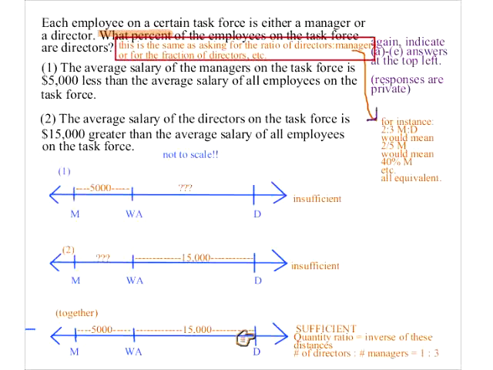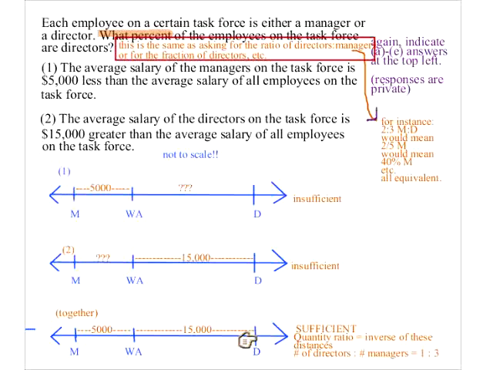If you had way more managers than directors, like if you had 100 managers and only 1 director, your average would basically be right here. If you had 100 directors and 1 manager, then your average would be basically right there. This is why this works the way it does from an intuitive standpoint. If you had 0 managers, then your average would just be whatever the director's average is.